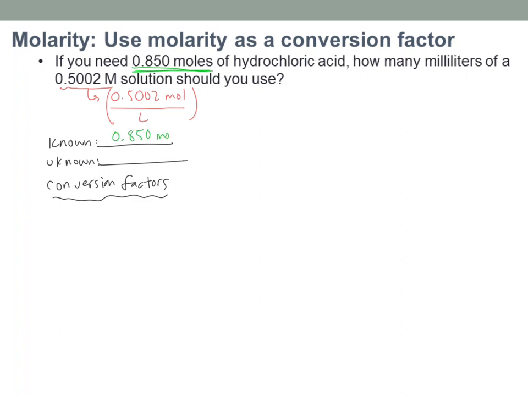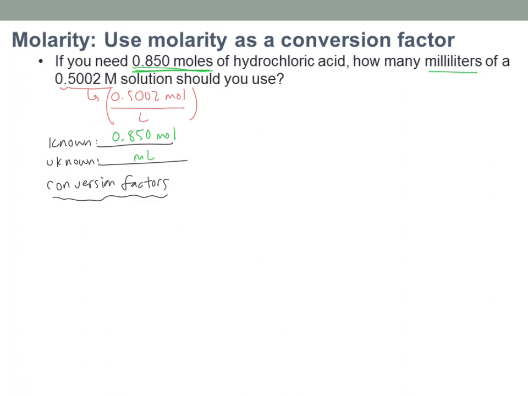0.850 moles. This 0.5002 molar is not an amount because really it has 2 different units in it. Really it's moles and liters. Remember, multiple units, probably a conversion factor. The unknown amount that I'm looking for is milliliters. It's asking for milliliters, so mLs.